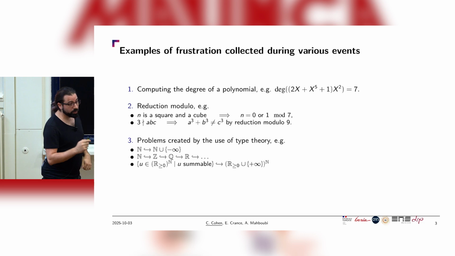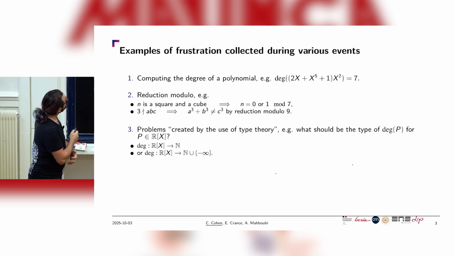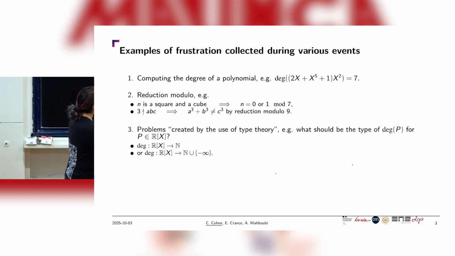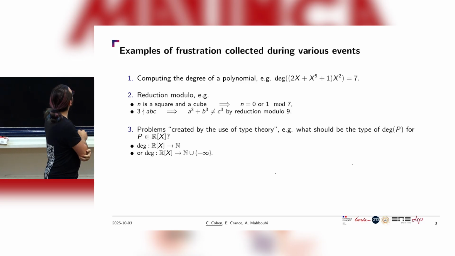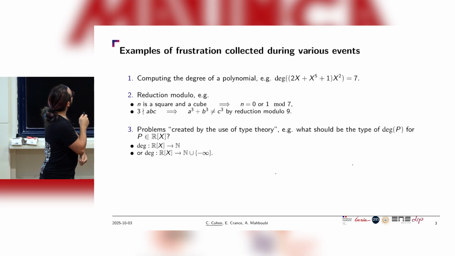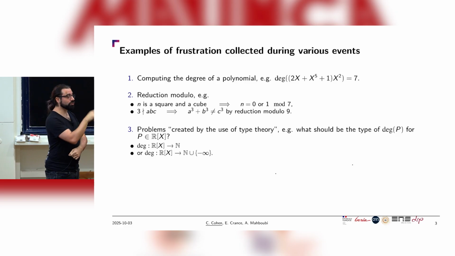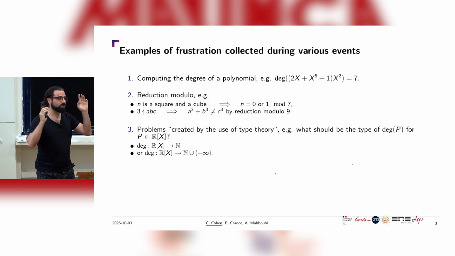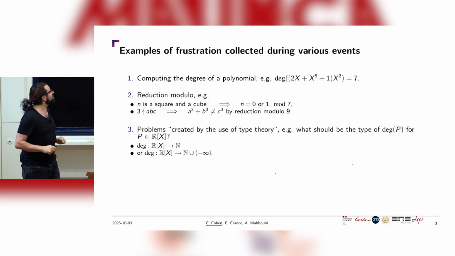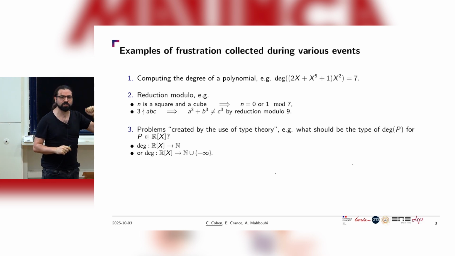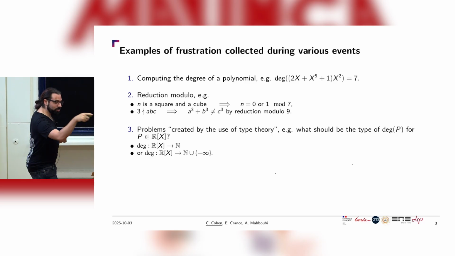And the third kind of problem, I love it because it's a quirk of at least two libraries. So what, in your opinion, should be the type of the degree of a polynomial? Who votes for the degree goes to N? Who votes for the degree goes to N extended with minus infinity? There were still people who voted for the second one, and I think people for the first one, and I think some people even voted for the two. Yeah, because you are an insider.